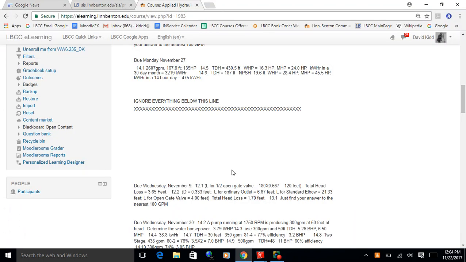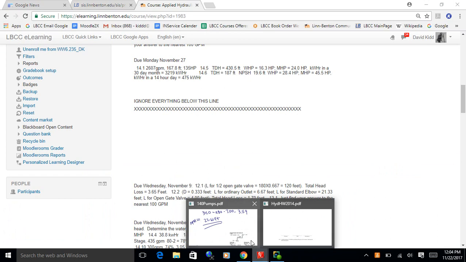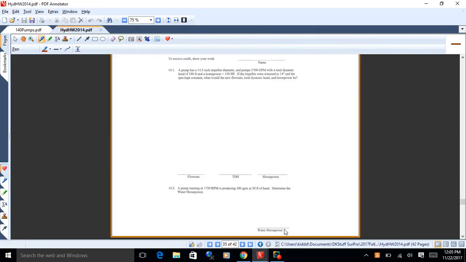So we got some due Monday here: 14.1, 14.5, and 14.6. So why don't we have a look? All right, now 14.1 is these, they're called the affinity laws.